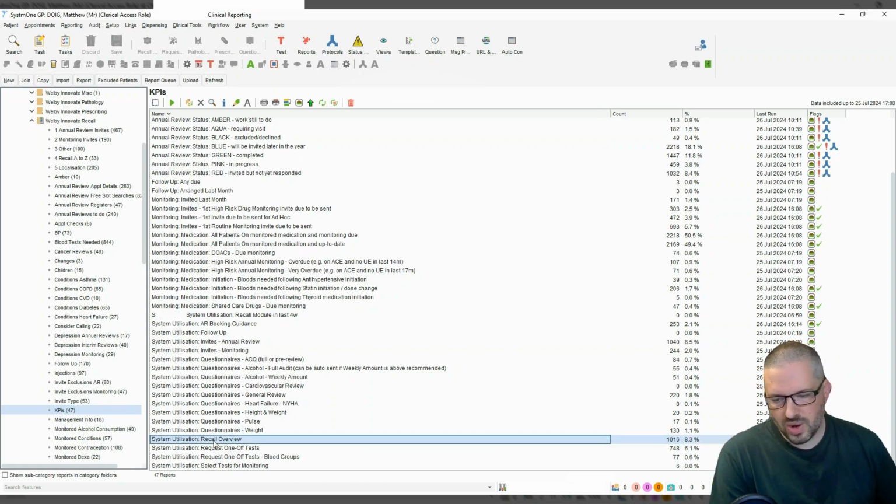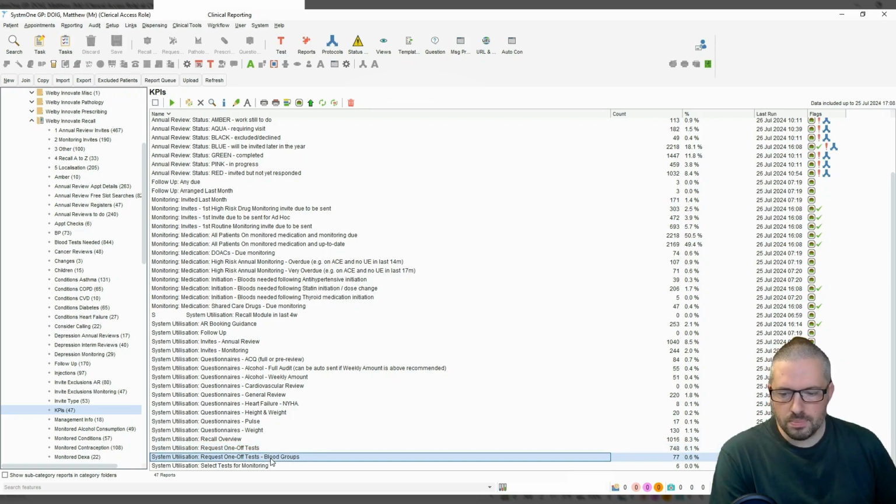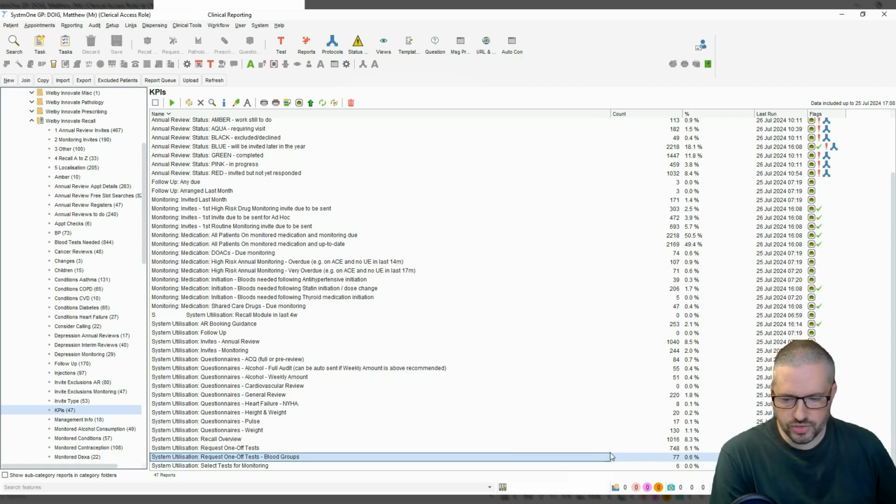Recall overview. So when the recall overview template is used, it drops a code in. Again, that's another one where you might want to break it down and check, are staff using it? Are there people you would expect to be using it who aren't? Request one-off tests. So again, our GPs more often than not, perhaps workflow staff, maybe others, are they using that appropriately? The blood groups, that's a separate page on the request one-off test template where you can order, I don't know, tired all the time bloods or rheumatoid screening. Again, not essential, but useful.